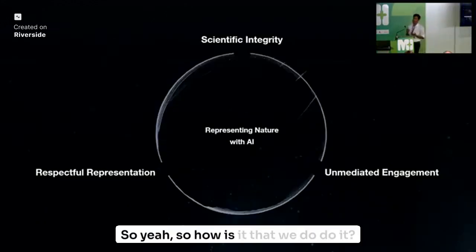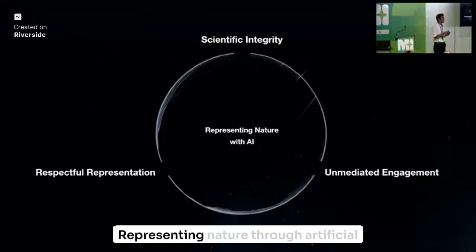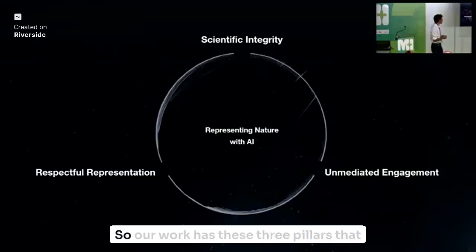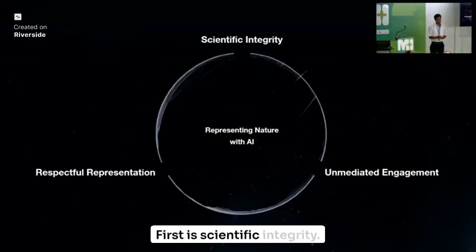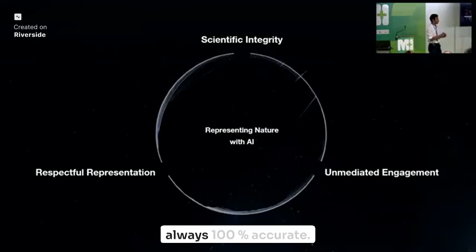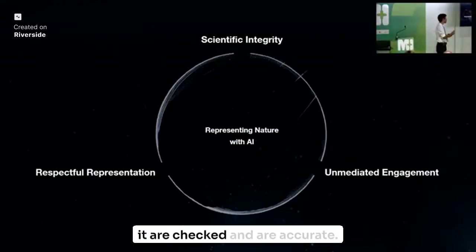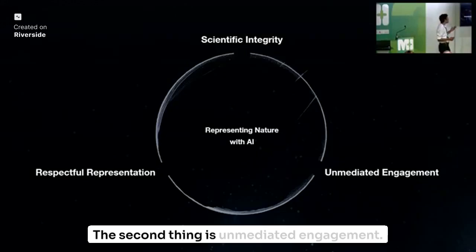So how is it that we do it? We think that representing nature through artificial intelligence is not only an incredible opportunity, it is also an incredible responsibility. So our work has these three pillars that underpin it. First is scientific integrity. We want to make sure that all of the information provided by these simulations, by these perspectives, is always 100% accurate, that all the facts being provided by it are checked and are accurate.